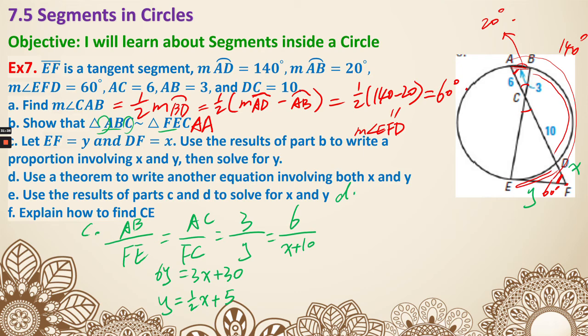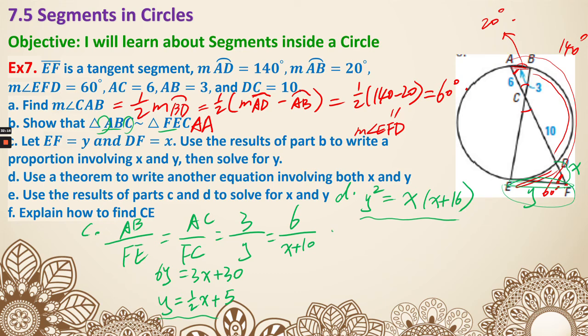Part D. Use a theorem to write another equation involving both x and y. If you look at it, this FE is a tangent line, which is something we just learned in this section. We have a tangent line and a secant line that can form a relationship. So it's going to be y squared, the tangent part squared, equals the external part, which is just x, times the whole thing, so x times x plus 6. And if you recall, in the quadratic unit, we have two equations, and we can put them together to solve.